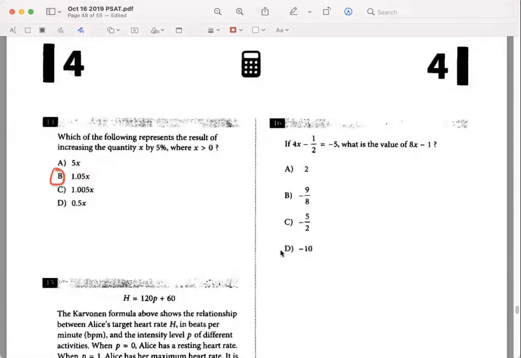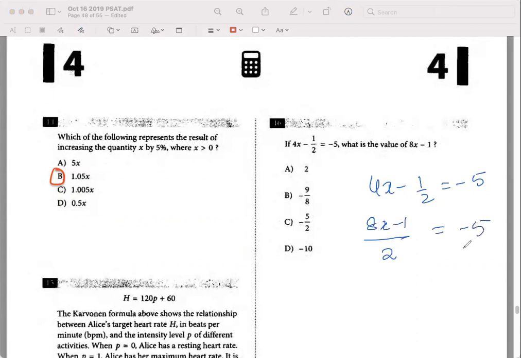If (4x minus 1) by 2 is minus 5, what is the value of 8x minus 1? Okay, (4x minus 1) by 2 is minus 5. So I take the LCM 2. So (8x minus 1) by 2 is minus 5. So 8x minus 1 is minus 10. So 8x minus 1 is minus 10, option D.